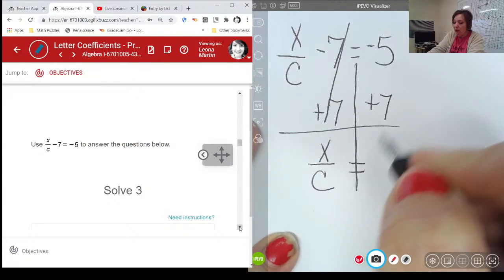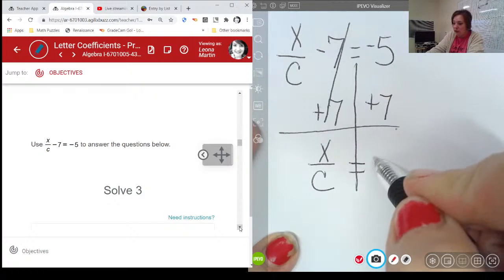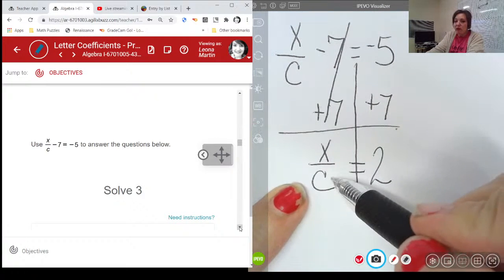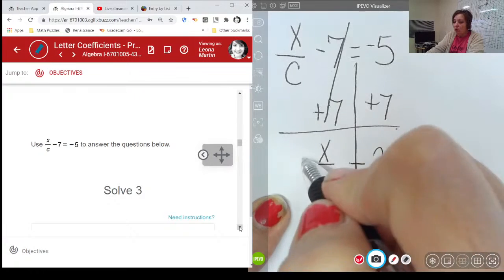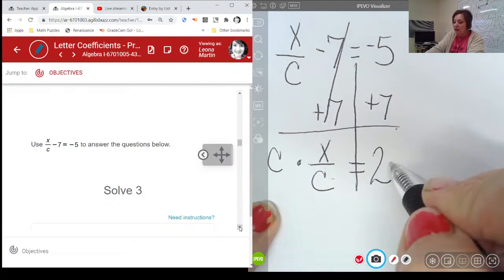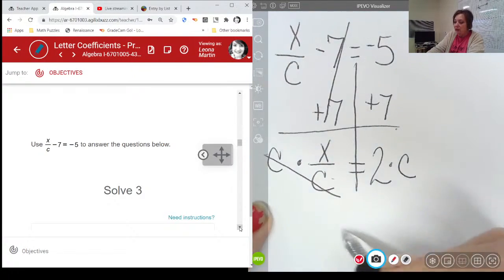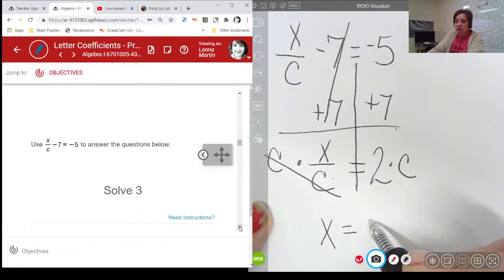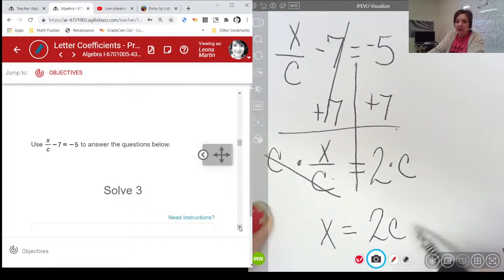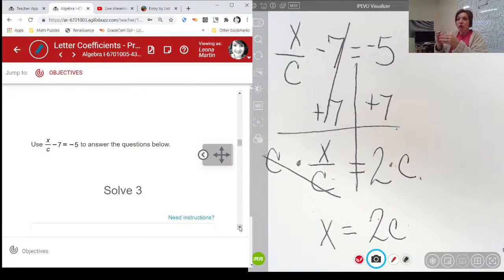And over here, what do I have? 2. What am I going to do to get rid of that c? Multiply by c. And that gives me 2c, just like this, because 2 times c is the same thing as 2c. When you have a variable and a number beside each other, that's the same thing.